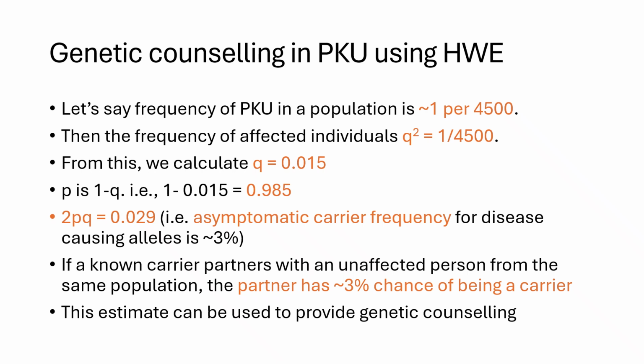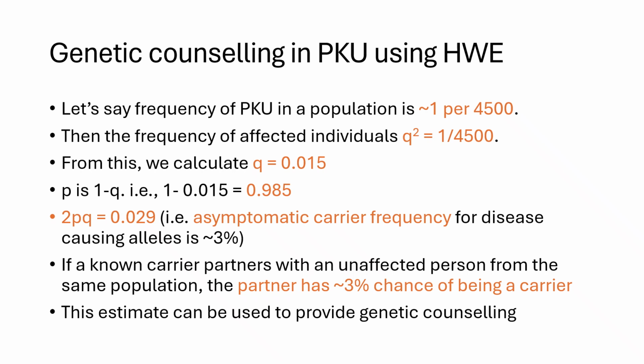From this we calculate Q. So if Q squared is 1 per 4,500, the square root of that is 0.015. So Q is 0.015. If you know Q, now we can calculate P. P is 1 minus Q, so 1 minus 0.015, which is 0.985. So now we've got Q and we've got P.